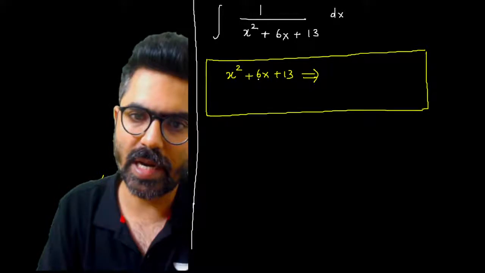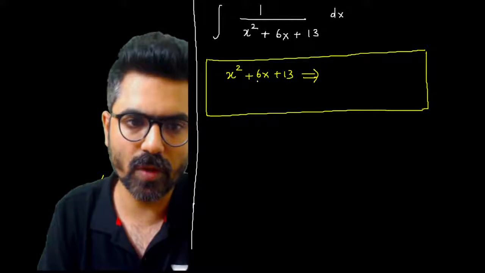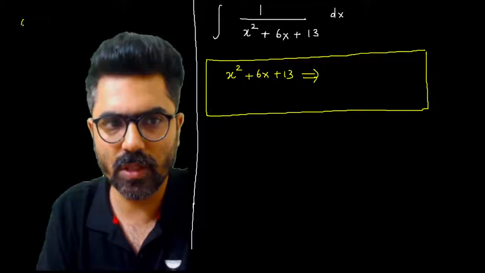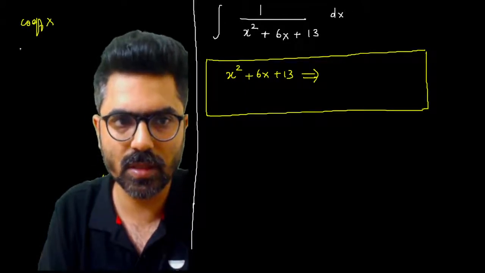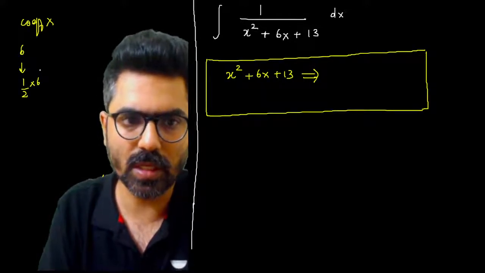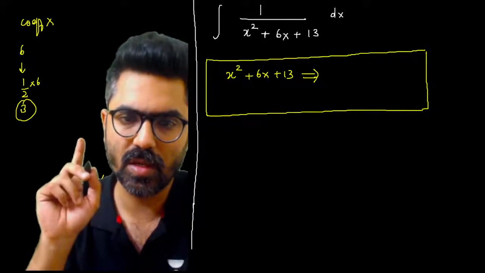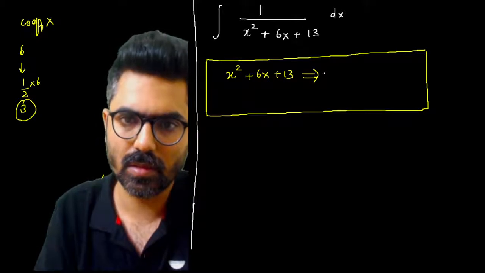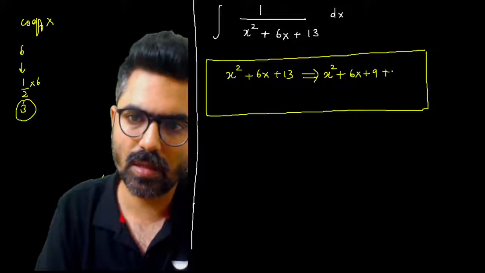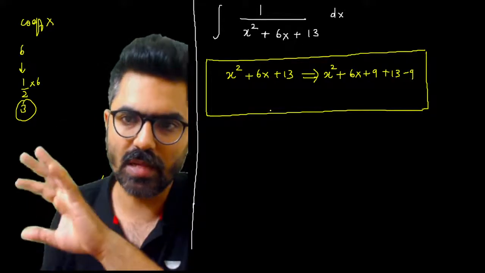After it is 1, you have to add and subtract the square of half the coefficient of x. What is the coefficient of x? It is 6. Half of that will be 3. So you have to add 9 and subtract 9. So we'll write like this: x square plus 6x plus 9 plus 13 minus 9. So I've added 9 before 13 and subtracted 9 after 13.